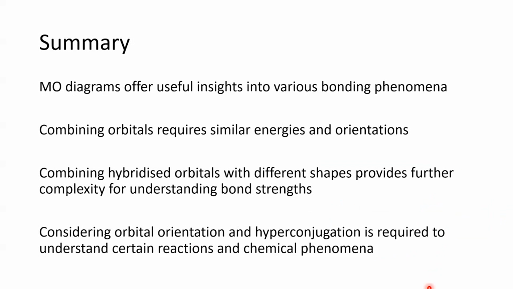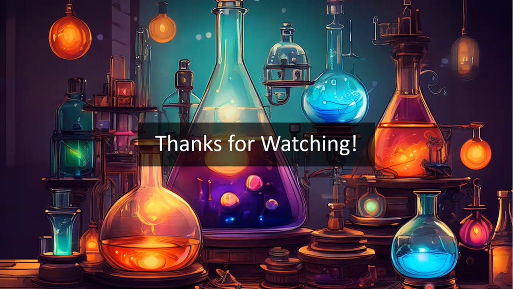So to summarize, molecular orbital diagrams offer useful insights into various bonding phenomena. If you're going to combine orbitals in a molecular orbital diagram, they need to have similar energies and orientations. The amount of electron density and the orientation will also influence the bonding strengths within molecules, but is important for explaining reactivity in situations like hyperconjugation and elimination reactions. So that's my quick whirlwind discussion on molecular orbital diagrams.